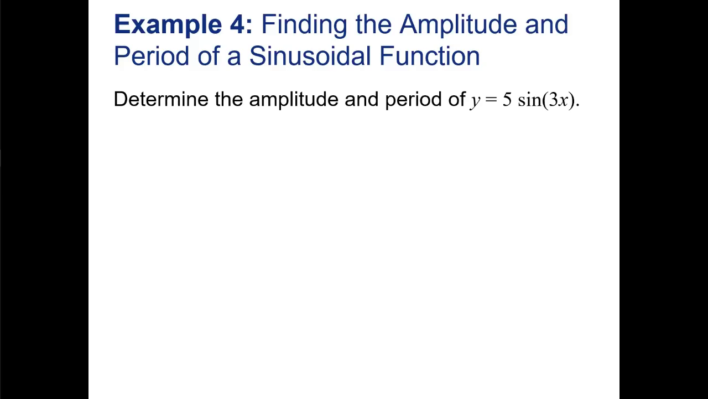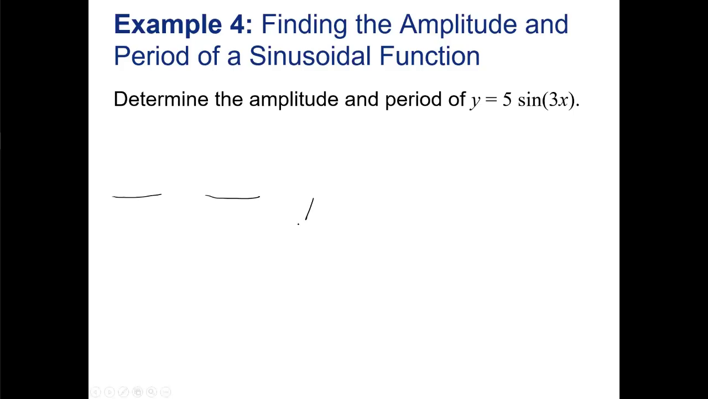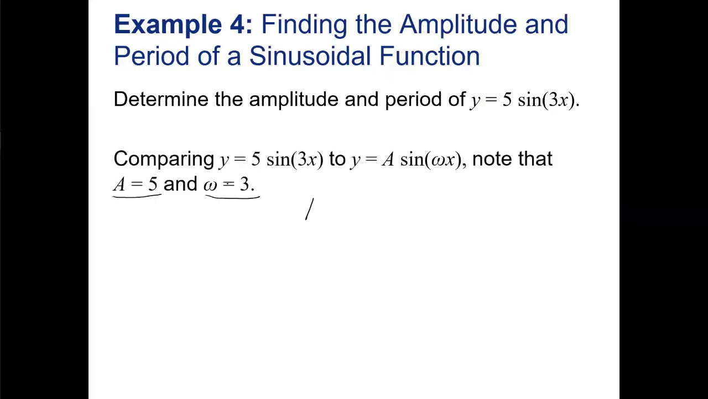Yeah, that brings us to a pretty straightforward question here. It wants to know what's the amplitude and period of y equals 5 times the sine of 3x. Okay, so remember, for the amplitude, we're going to take the absolute value of a, which is 5, right? And omega is 3. The absolute value of A is already positive, so it's not going to change. But we take the absolute value of 5, so that's the amplitude.